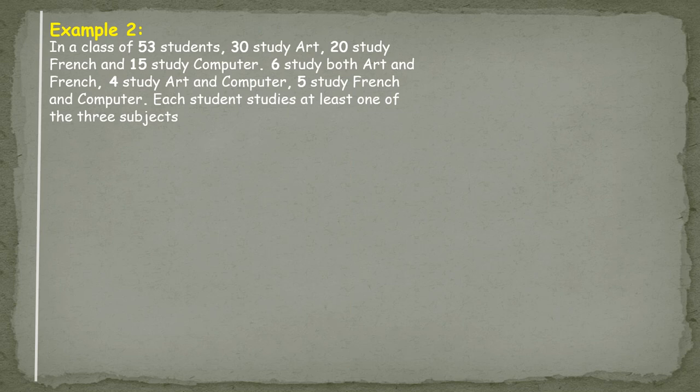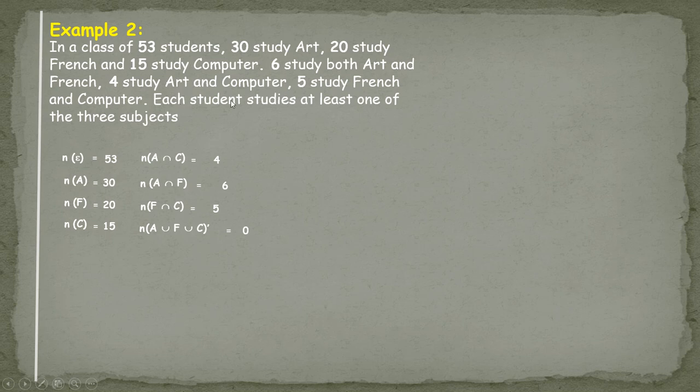So question 2. In a class of 53 students, 30 study art, 20 study French, 15 study computer, 6 study both art and French, 4 study art and computer, 5 study French and computer. Each student studies at least one of the 3 subjects. We can summarize the information that has been given. We make a summary. Now this summary is derived from what is here.